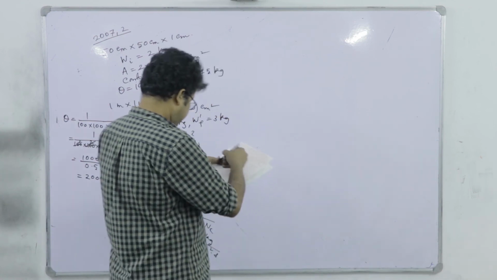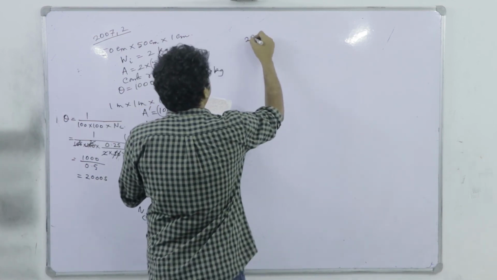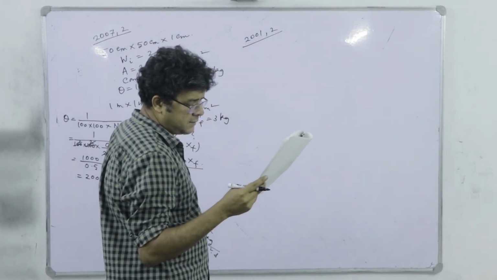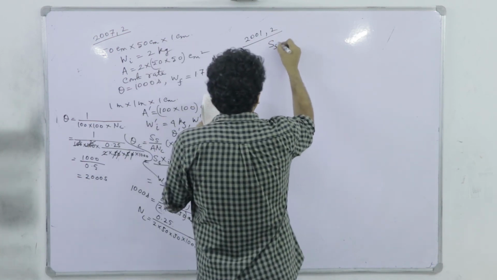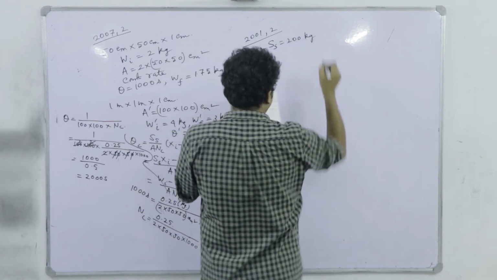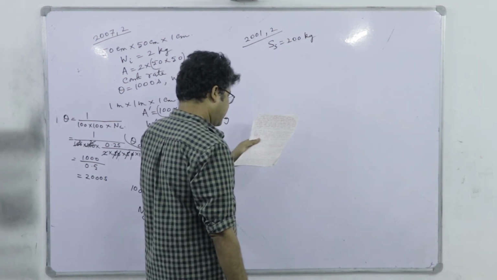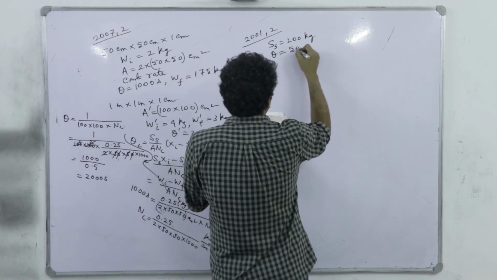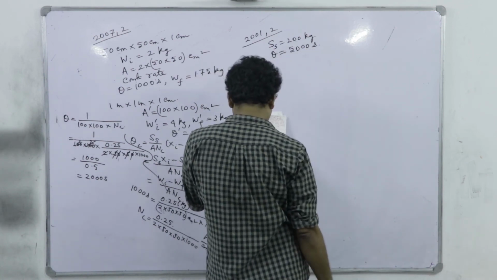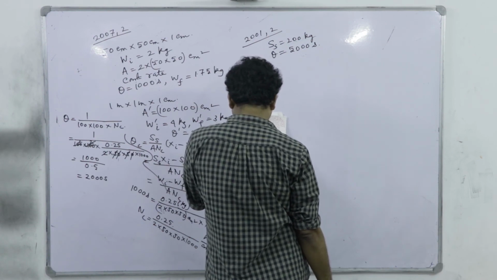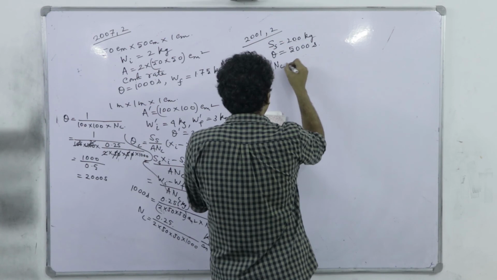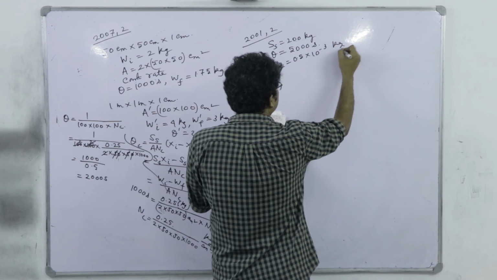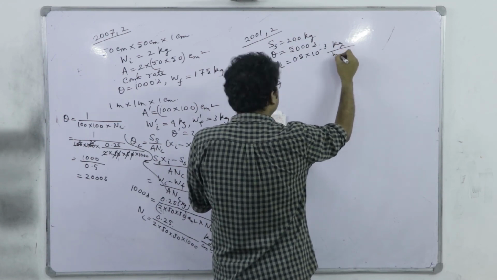Another drying problem. This is a 2001, 2 marks problem. 200 kg of solid, dry basis. So SS is equal to 200 kg, is subjected to a drying process for a period of 500 seconds. So theta is equal to 500 seconds. The drying occurs in the constant rate period with a drying rate NC equal to 0.5 into 10 to the power minus 3 kg per meter square per second.